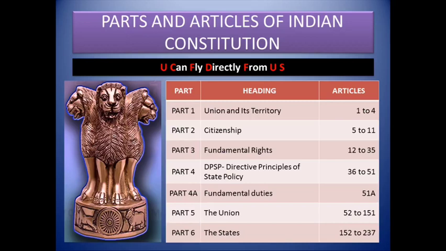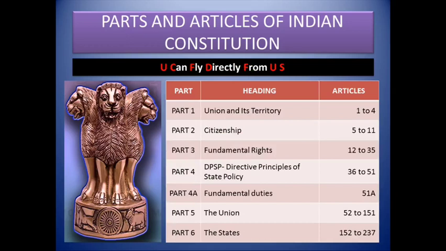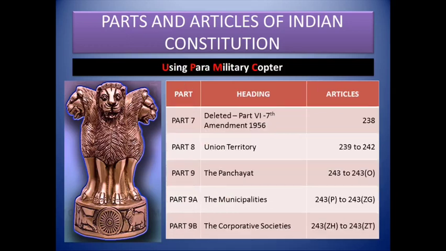Second is the Union. As a Union, what are the specialities? And Part 8 is for Union Territory alone. So first one is Union and its territory. Second is Union alone. Part 8 is Union Territory. So these three differences you have to understand. Then using paramilitary copter, U means the Union Territory.